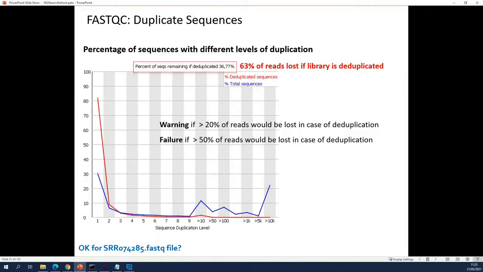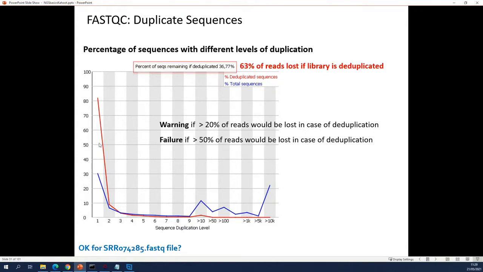So what does he show you? He shows you a plot like this. So here you can find the rules. Yeah, he gives a failure, a red cross, if 50% of the reads would be lost in case of deduplication. Where can you see that? You can see that here, on top of the plot. 37% of the reads would stay if you remove all the duplicates. So if this is below 50, he's not happy.